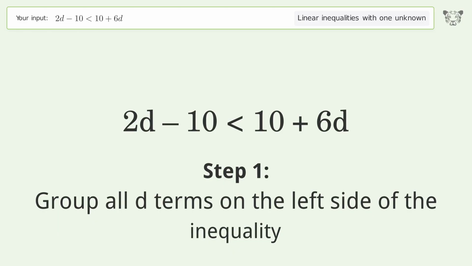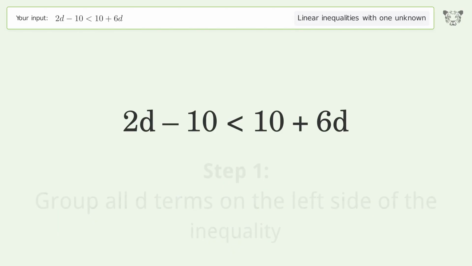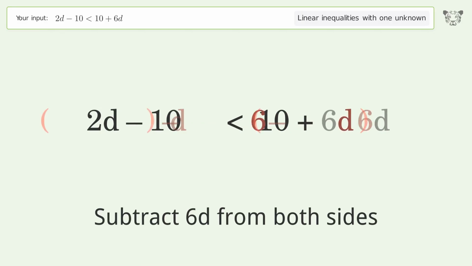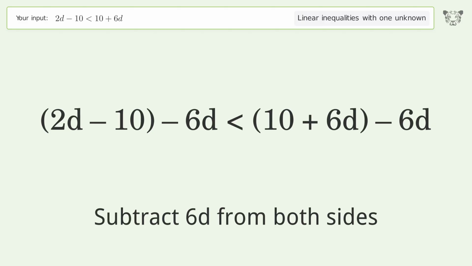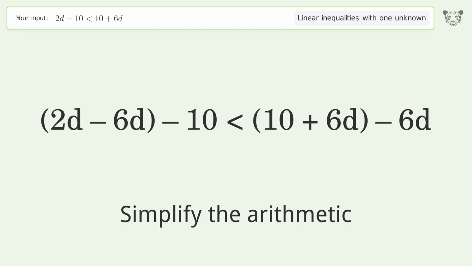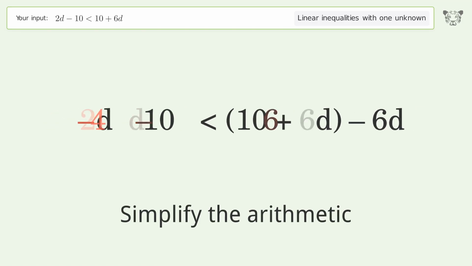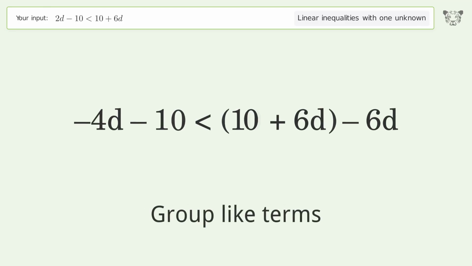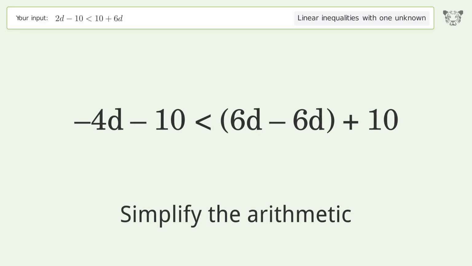Group all d terms on the left side of the inequality. Subtract 6d from both sides. Group like terms. Simplify the arithmetic. Group like terms. Simplify the arithmetic.